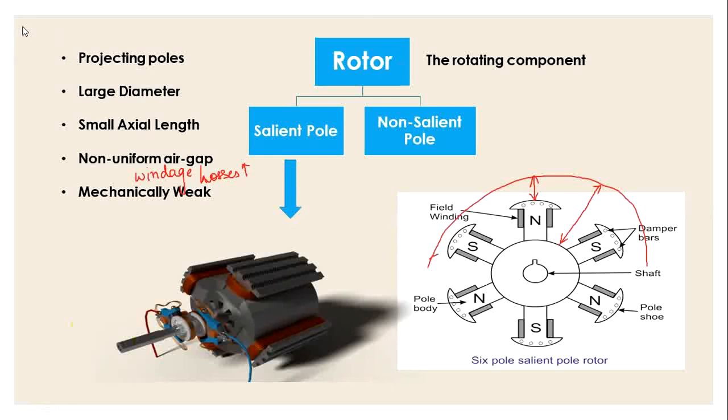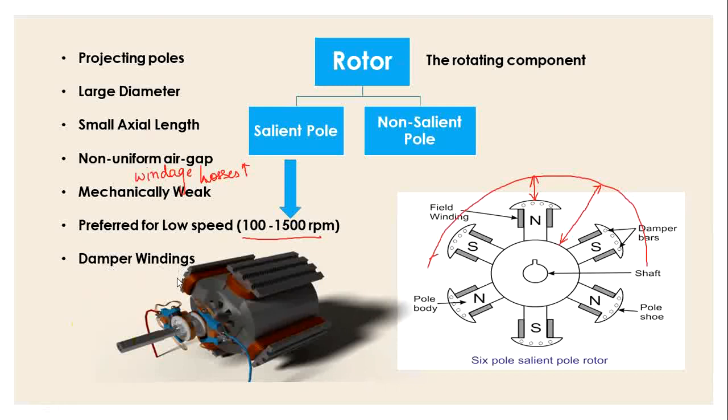So that is why they are preferred for low speed alternators, and the speed range can be around 100 to 1500 rpm. The damper windings are being used here. So what are damper windings? If you see on this, most of the alternators have their pole shoes slotted. So you can see here these small slots which are being made for receiving the copper bars, or the damper bars, right?